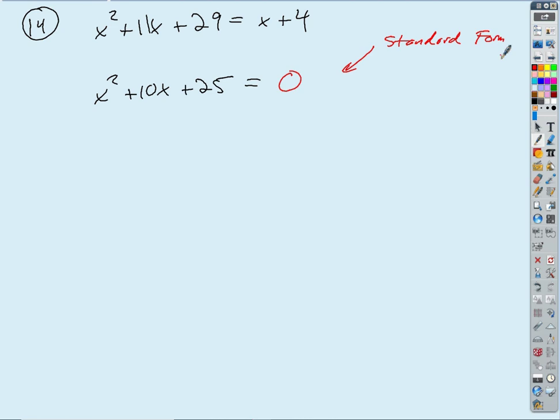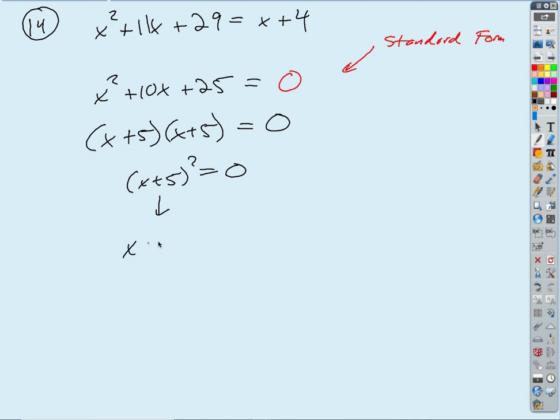And so then I'm going to factor the left side, right? And the left side, my magic numbers are going to be x plus 5 times x plus 5, right? And so what are my solutions going to be? -5 and -5. I get the same solution twice. And so my answer is just going to be just -5. Okay? Makes sense?